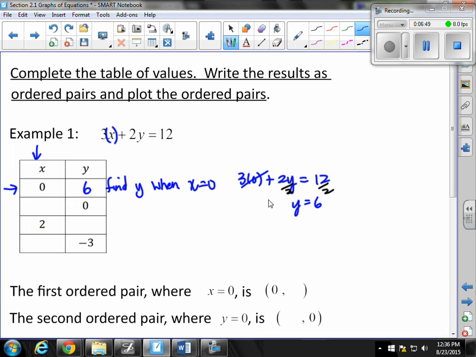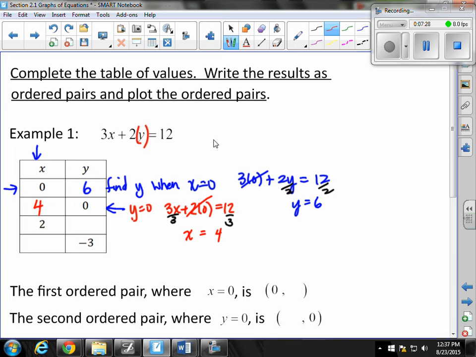In the next line, they're asking us what happens when y equals 0. This time, when y equals 0, I'm going to substitute that into my equation, and I get 3x plus 2 times 0 equals 12. 2 times 0 is 0, so I'm left with 3x equals 12. And if I divide both sides of my equation by 3, I get x equals 4. I'm going to fill that into my chart.